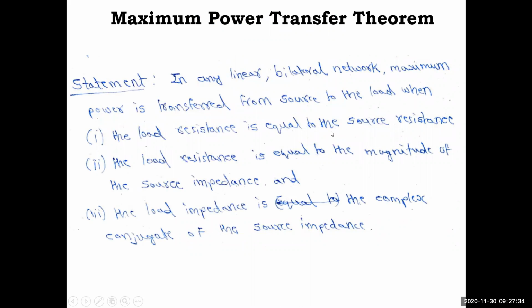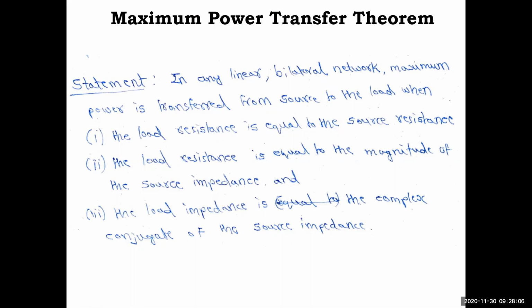In any linear bilateral network, maximum power is transferred from source to the load when the load resistance is equal to the source resistance. So when both the source and load are resistances, RL is equal to RS. Second one, the load resistance is equal to the magnitude of the source impedance. If the source side, circuit A, has the equivalent impedance and you have the load resistance, then RL is equal to magnitude of ZS. That is the second statement.